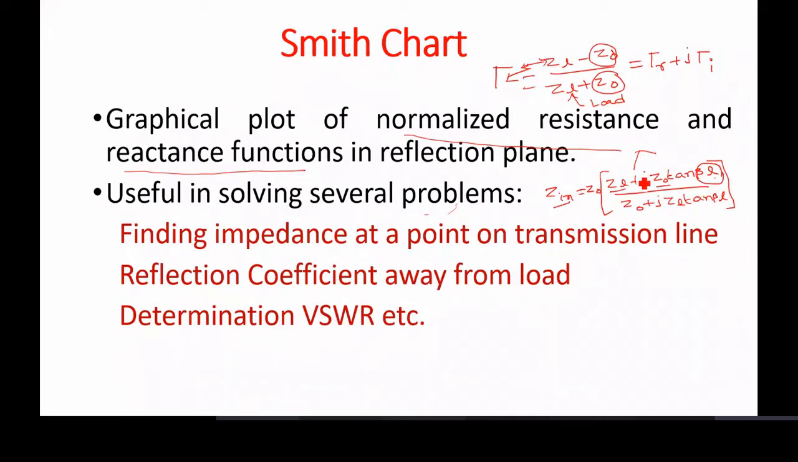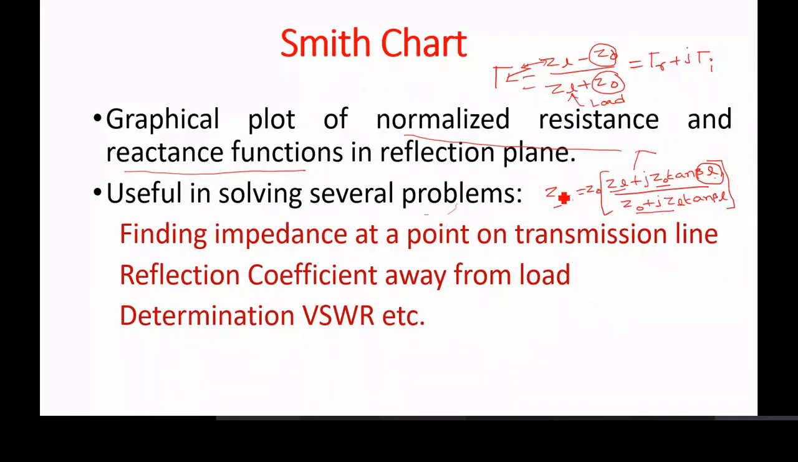Again, this is in rectangular form. This rectangular form you have to convert into polar form. Again, the denominator also you have to convert into polar. And a lot of calculation needs to be done in order to find the impedance on the line, and then the reflection coefficient also, ZL minus Z0 by ZL plus Z0. This rectangular form you have to convert to polar form and again do some calculation. So a lot of calculations are required in order to find the reflection coefficient and impedance values on the line.